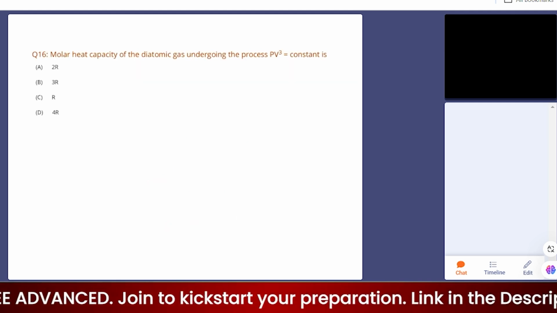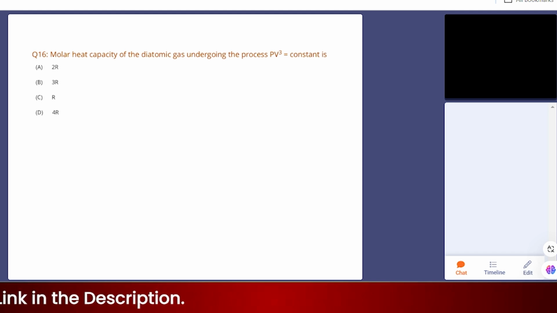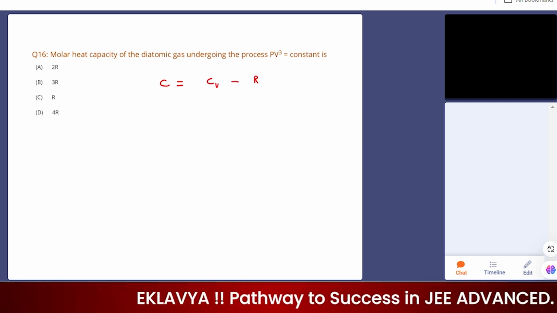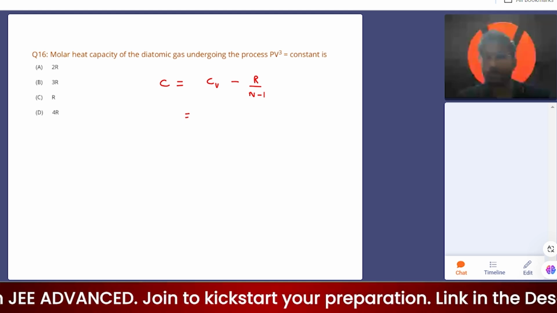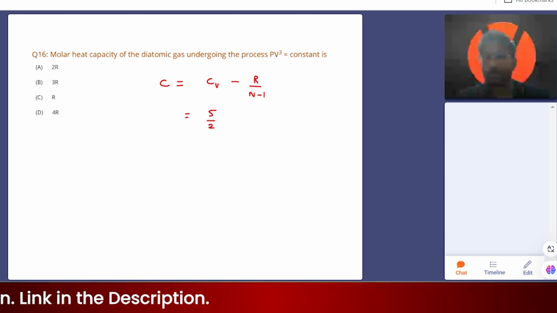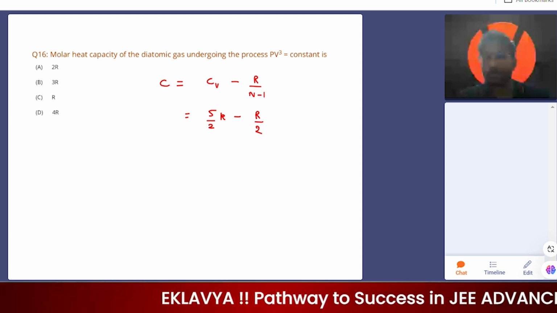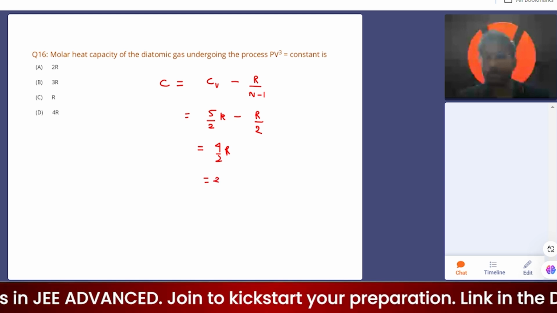Question number 16. Molar specific heat of a diatomic gas undergoes a process PV power 3 is equal to constant. This is a polytropic process. Don't mistake it for adiabatic. For polytropic process, molar specific heat capacity is obtained by using Cv minus R by n minus 1. Diatomic gas, usually Cv will be f by 2 R. Diatomic gas, degree of freedom will be 5. So there is a 5 by 2 R minus R by n value is 3, 3 minus 1, 2. So that shall give us 4 by 2 R or 2R.